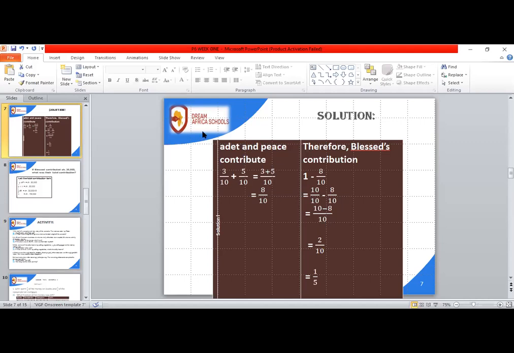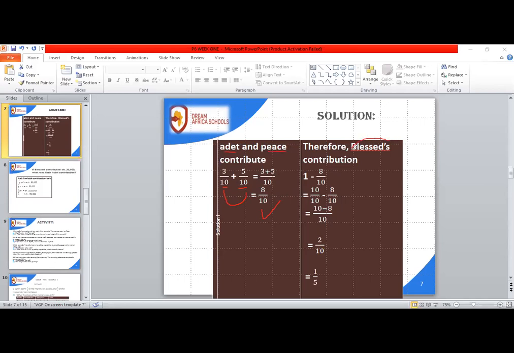In order for us to get to know Blessed's fraction, we shall get the sum of the first two fractions, like you see it here. 3 out of 10 plus 5 out of 10. When we get the sum of this fraction, we realize since we have the same denominators, we shall only add the numerator. That's why here we are having 3 plus 5 divided by 10, and it gives us a result of 8 out of 10. Get it? This will be the total contribution for Adet and Peace.